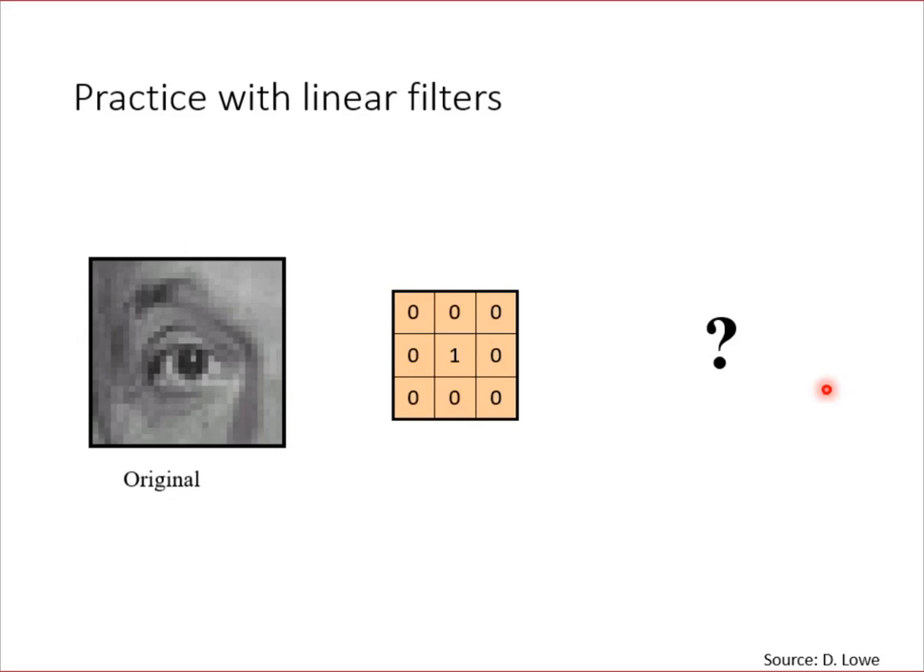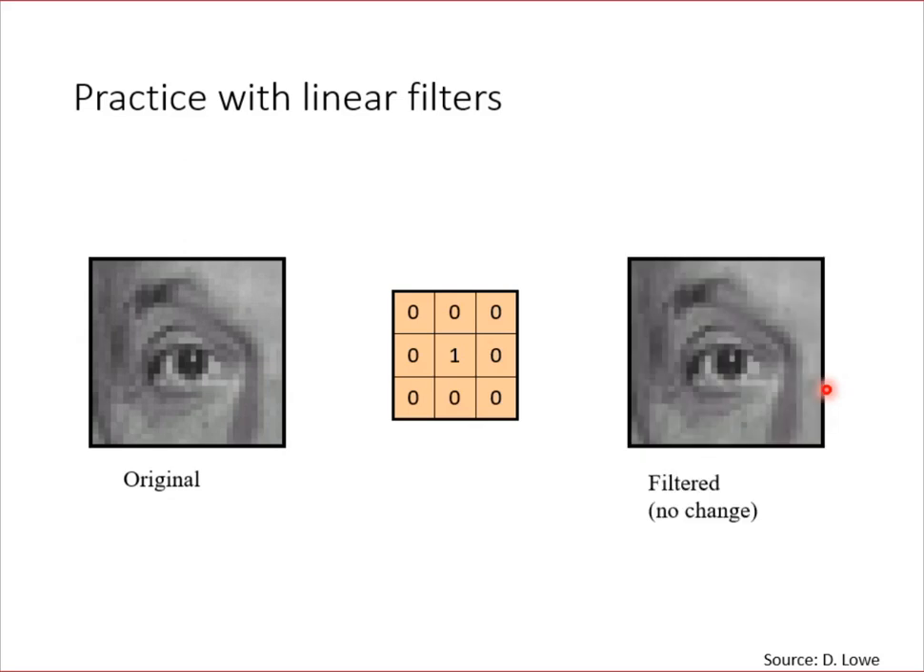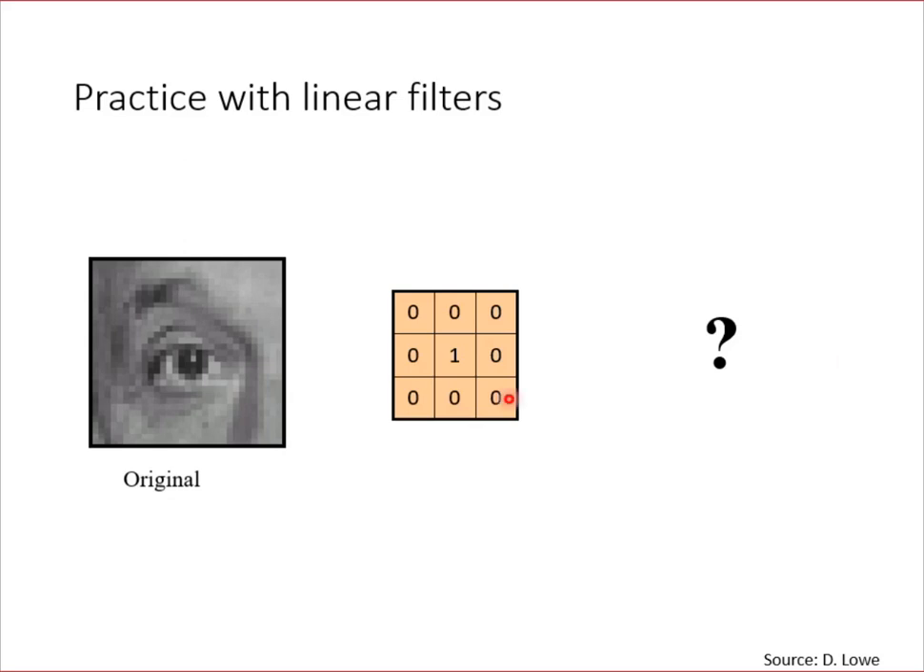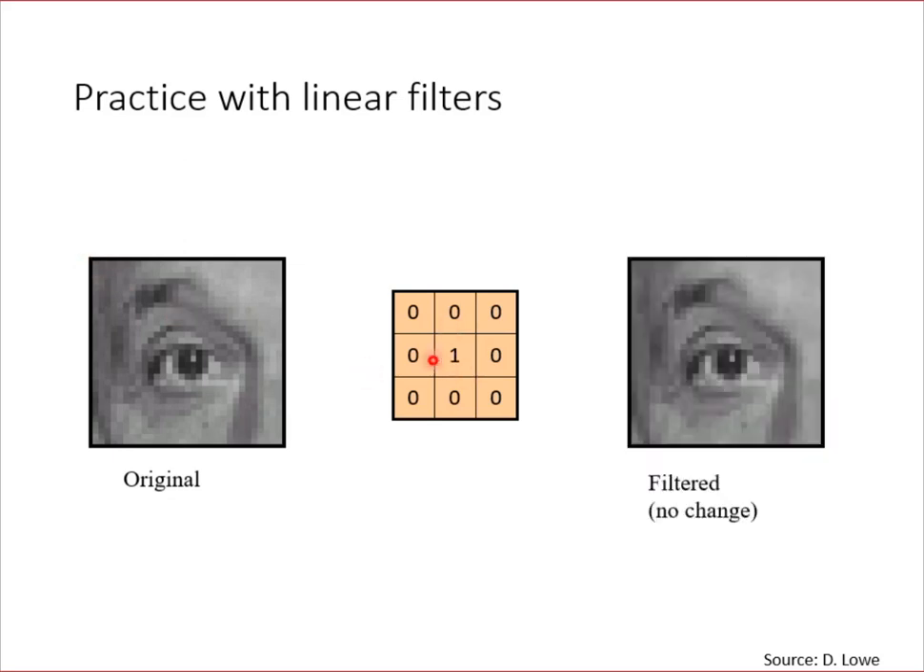Okay, fine. So the answer is nothing changed. Because you see, for every pixel here, you multiply by 0, times the 0, 0, 0, so those pixels contribute no values to the central pixel. And the central pixel ties to itself. So the result is the same.